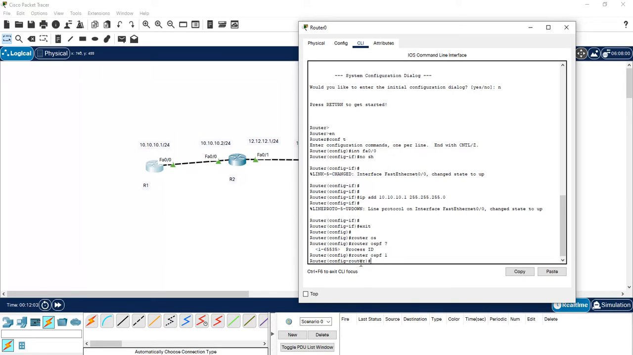In this mode we should put the network from the IP of router 1. The IP of router 1 is 10.10.10.1. So we put the network from 10.10.10.1.